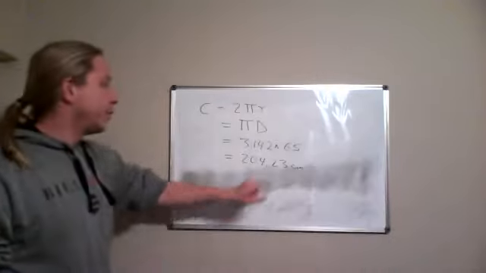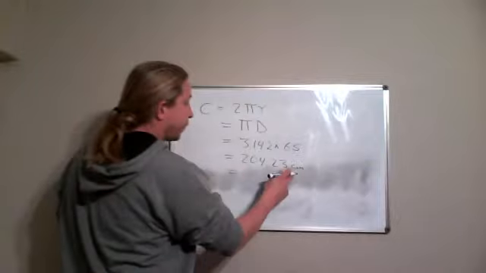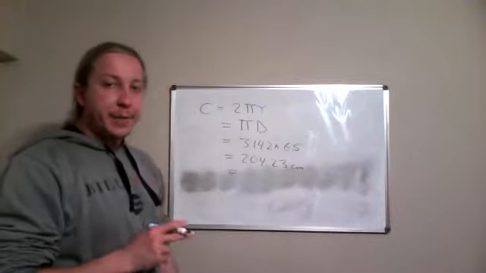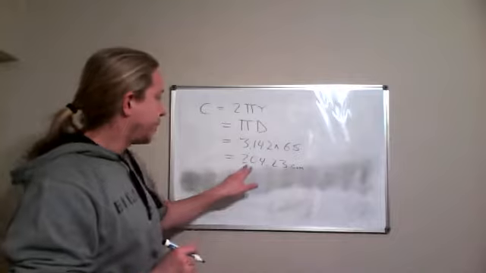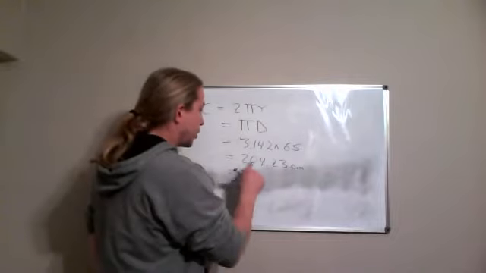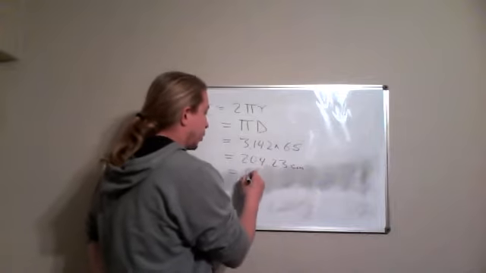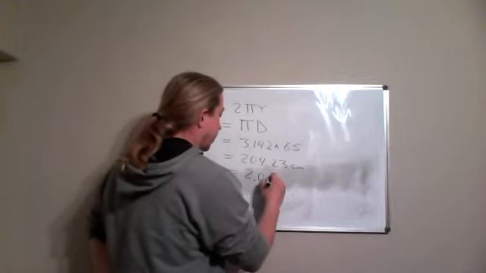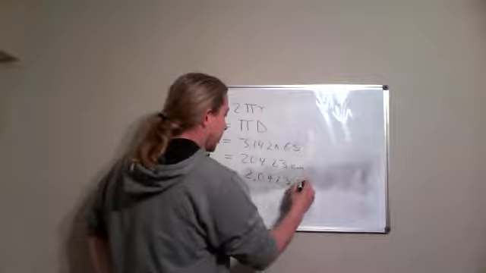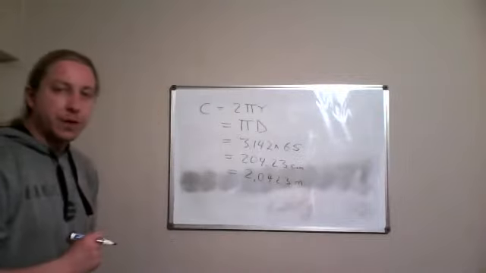Okay, right, let's continue. Actually, the question asks us in meters, so we have to convert this to meters. How do we go from centimeters to meters? We divide by 100. We're going to move the comma 2 places to the left. So it will be 2.0423 meters. So just over 2 meters.